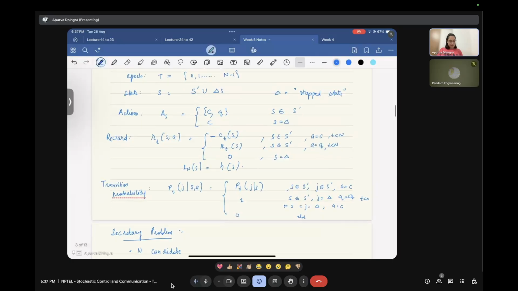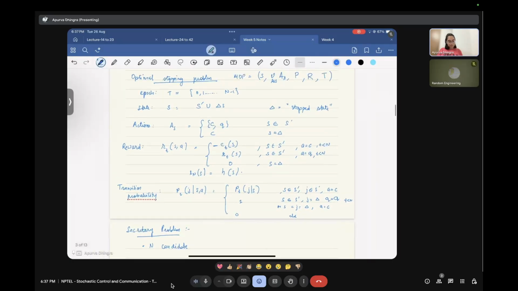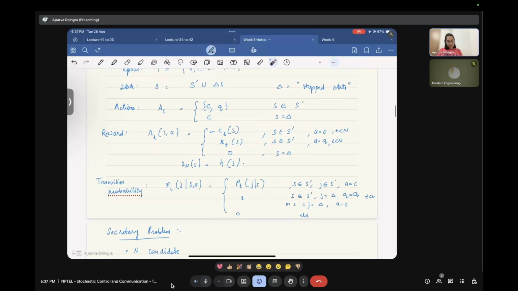Then, like I said, since we are talking about an MDP, we need all of these quantities, right? We need all of them. So we also need the transition probabilities. So the transition probabilities in this problem can be defined quite simply, that if you are in state S dash, meaning the MDP is running, and you know that the next state is also in that only, then what is the probability of continuing?